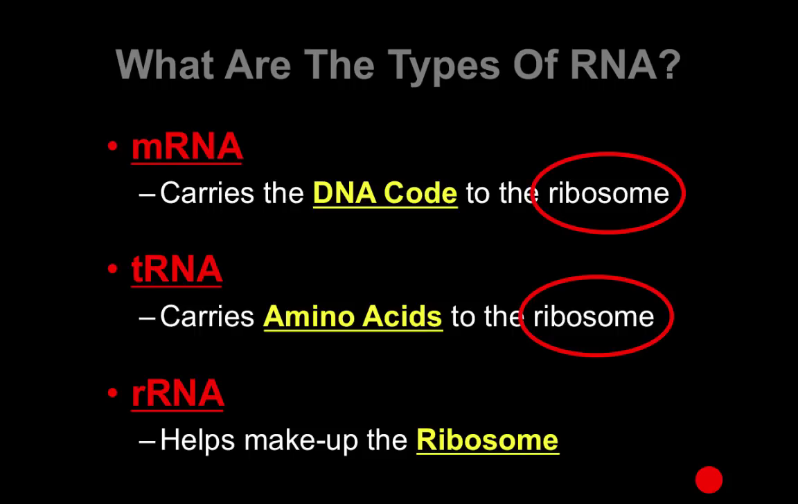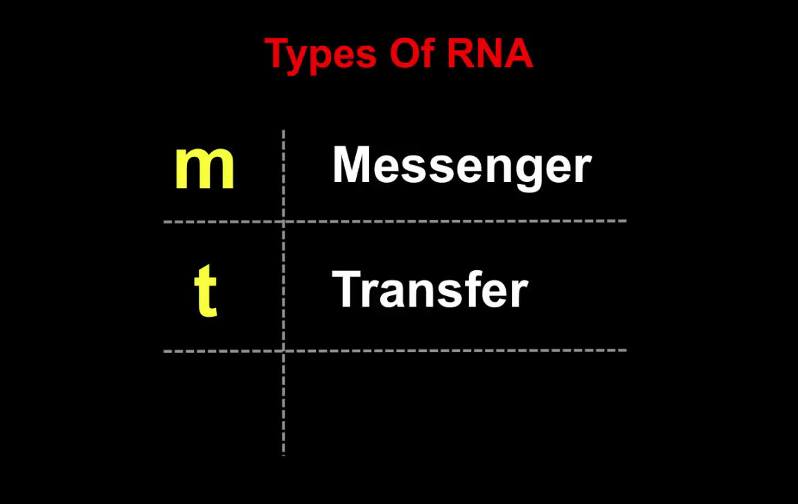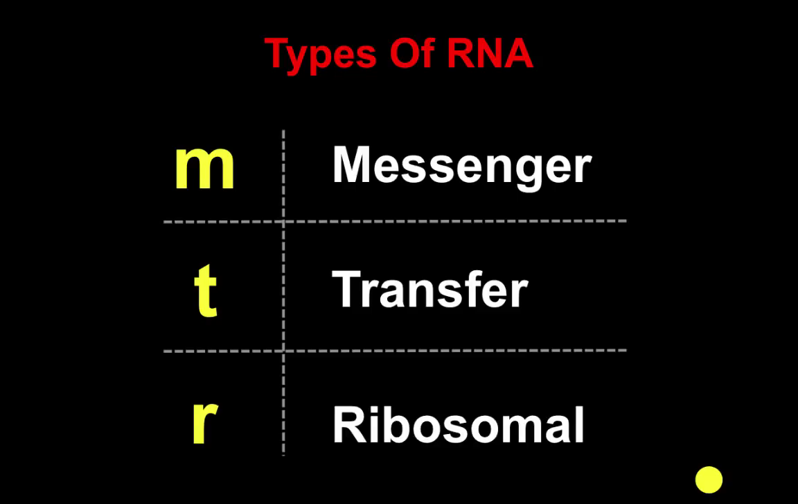So if you notice, the ribosome is involved in a lot of things here. It's pretty much, other than the DNA itself, the most important thing involved in this whole process. It's where everything happens. It's like the factory that puts this all together. And so just to help you guys out, M stands for messenger. It's carrying the message of the DNA. T stands for transfer. It transfers or transports the amino acids. And rRNA, the R stands for ribosomal because it helps make up the ribosome.